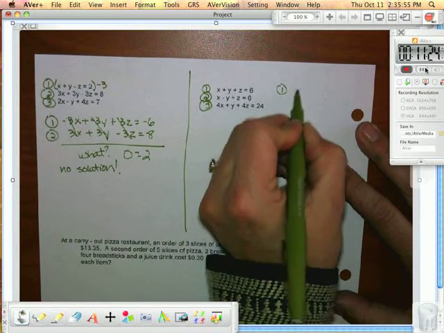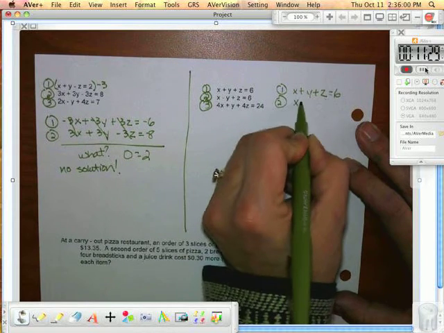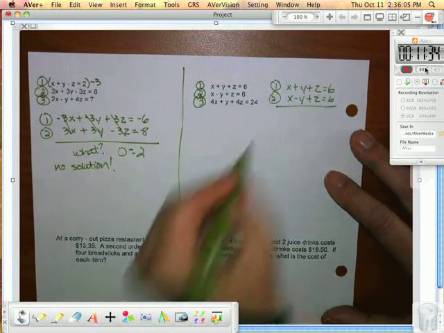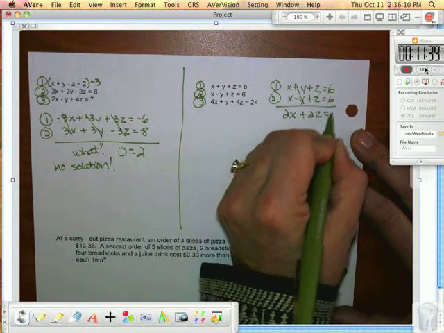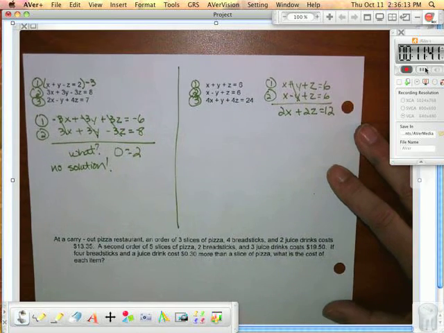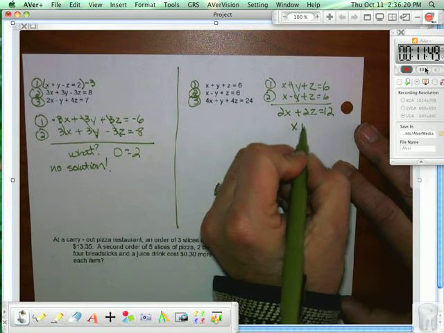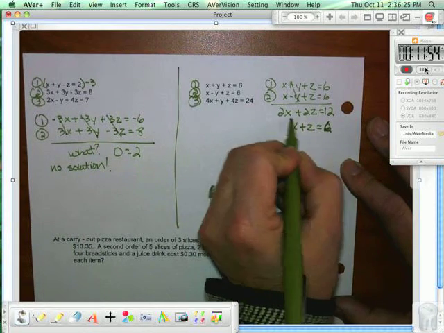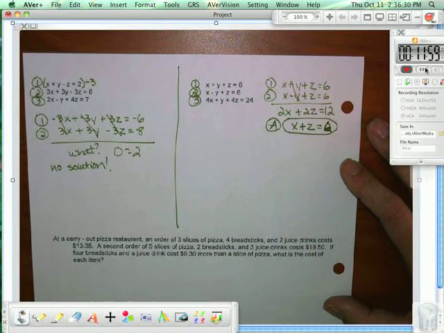x plus y plus z equals 6. x minus y plus z equals 6. I get 2x. The y's go away. Plus 2z equals 12. Can I simplify that? Absolutely. I can divide everything by 2 and I end up with x plus z equals, excuse me, 6. Okay, so I'm going to label that A. x plus z equals 6.